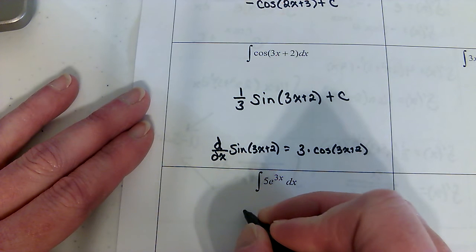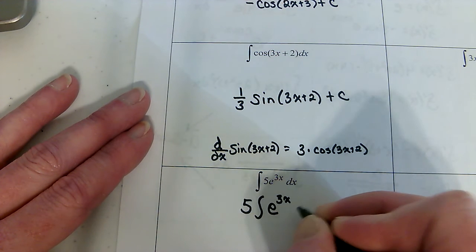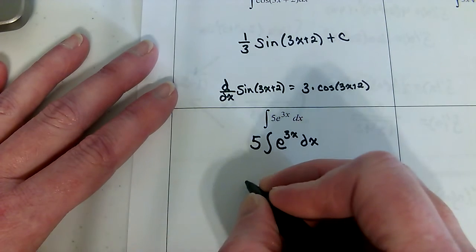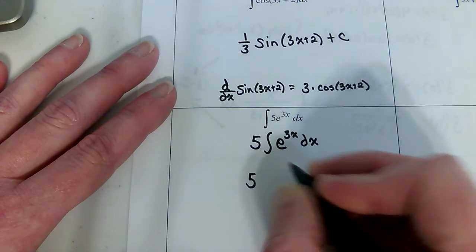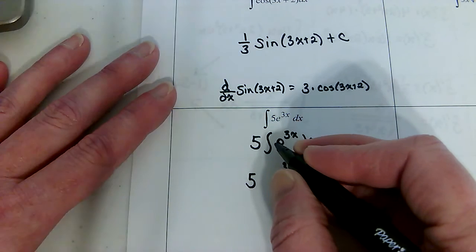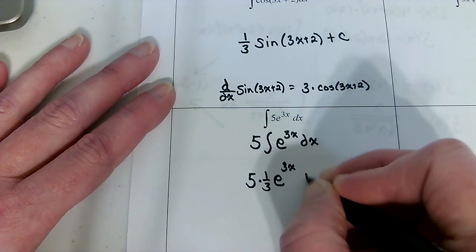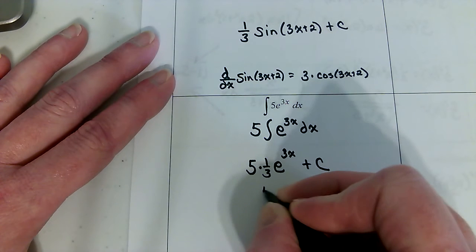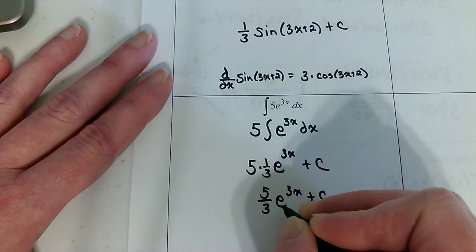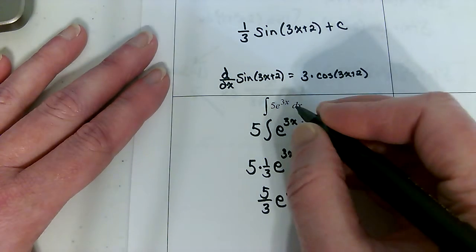On this one, I'm going to move the 5 to the front. Now the antiderivative of e to the 3x would be e to the 3x. It should have had a 3 there, but it didn't, so I'm going to put a 1/3 instead. So that's 5/3 e to the 3x. So think to yourself, if I took the derivative of this, I'd have 5/3 e to the 3x times 3. Check.